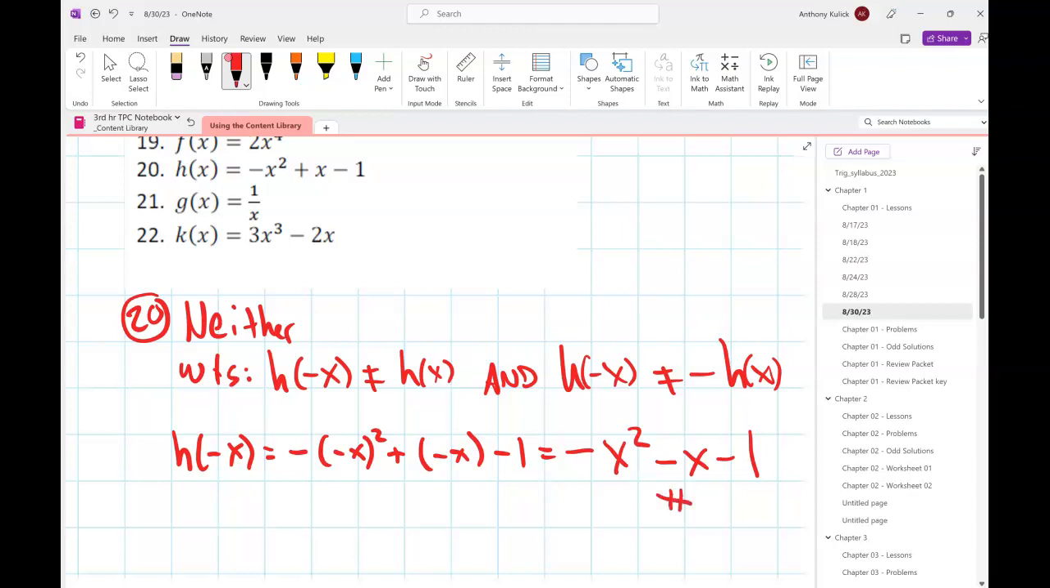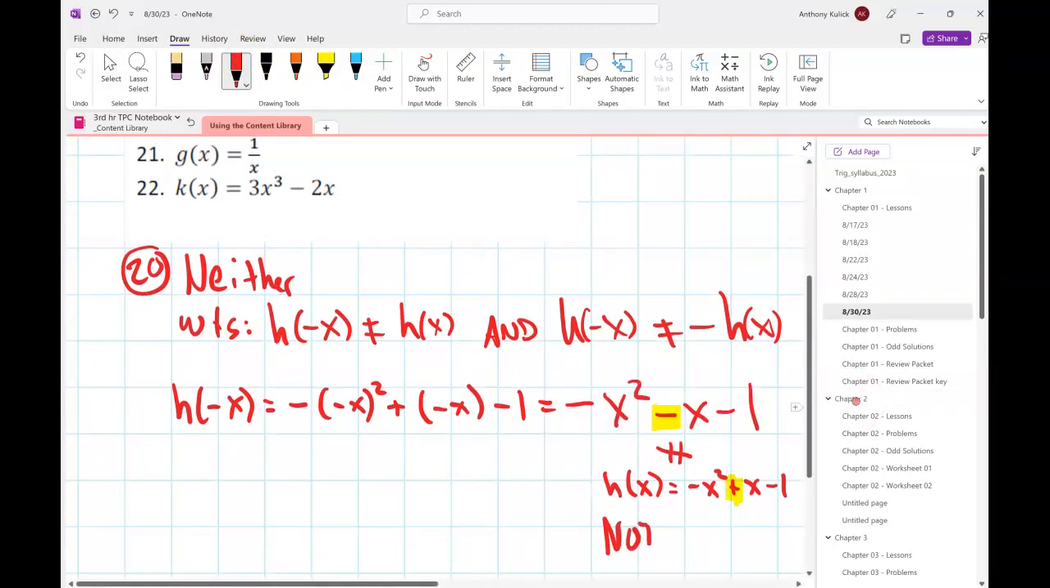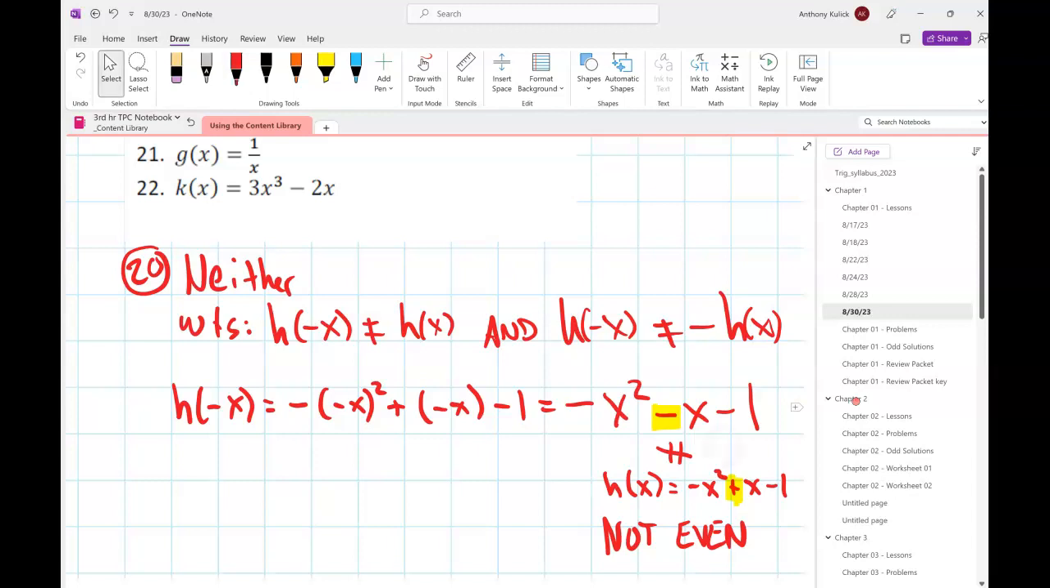Now we note that this is not equal to h of x, right? Because what was different? We have one sign that's different, but that's enough. So we're able to say we're not even because of that.